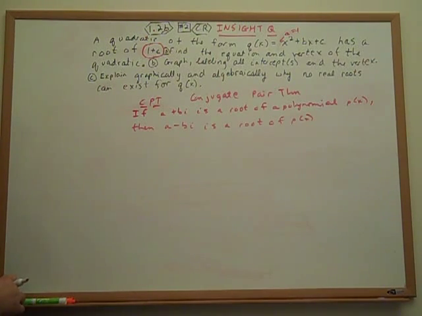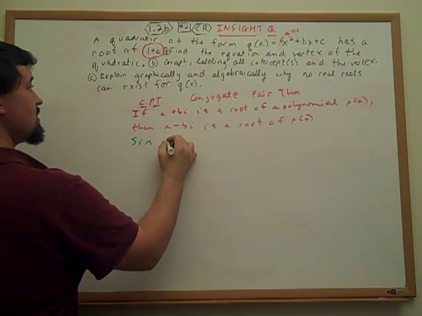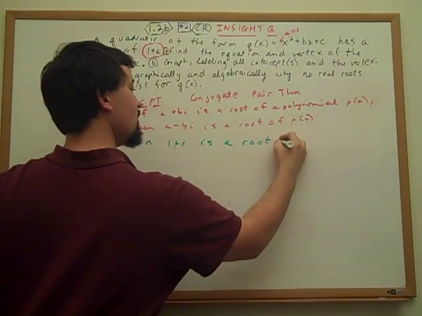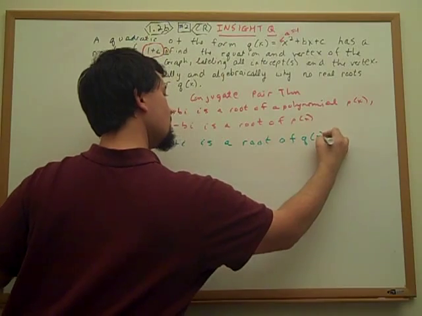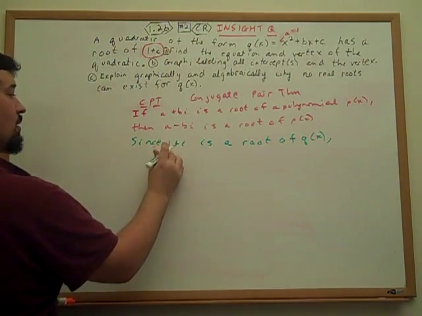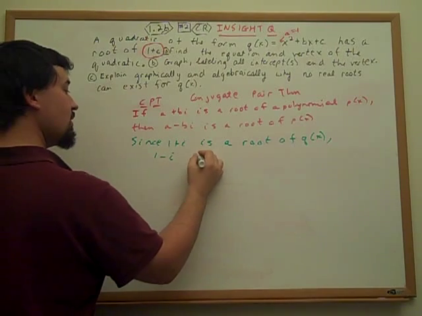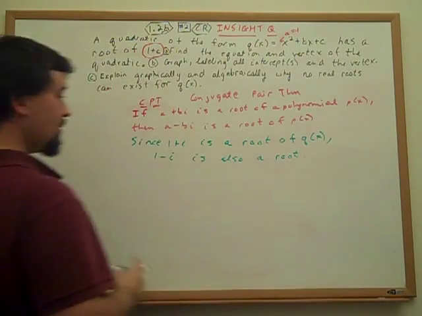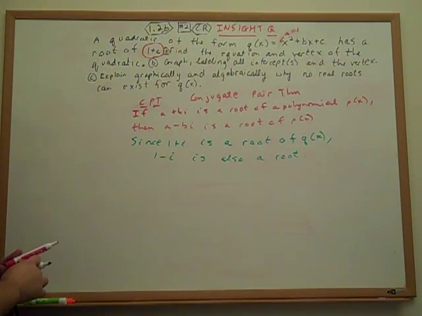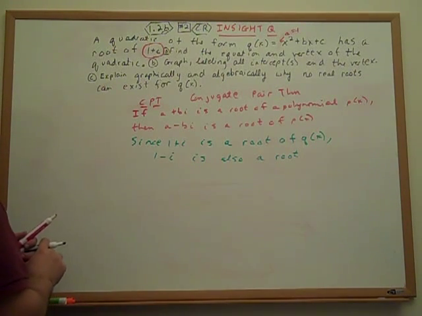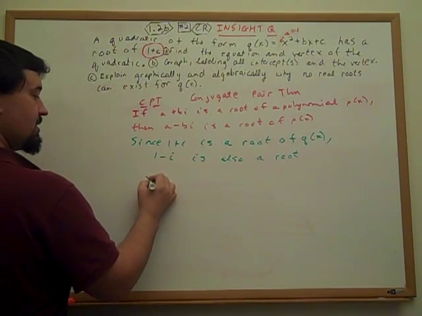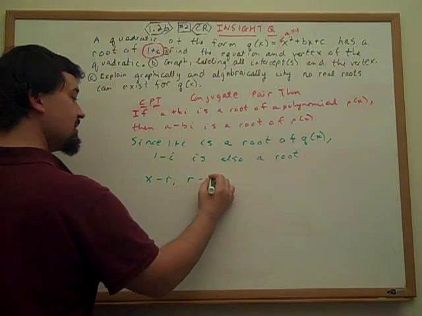Now, we've stated the theorem and we wish to apply it. Since 1 plus i is a root of q of x, 1 minus i is also a root. So what we know is that knowing the root means that we can go into this form, x minus the first root and x minus the second root.